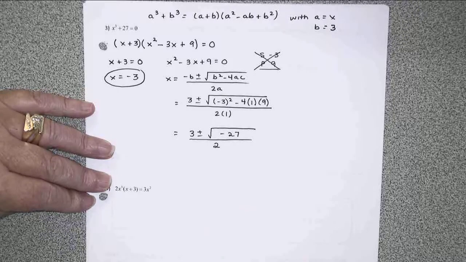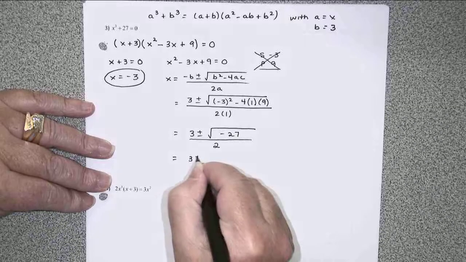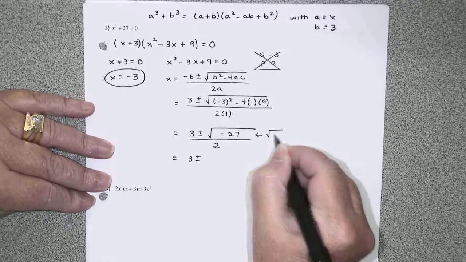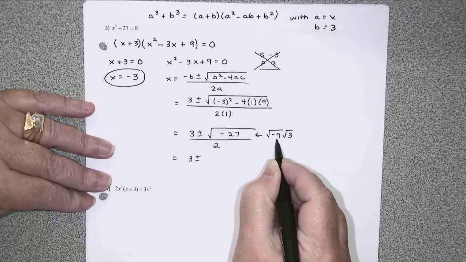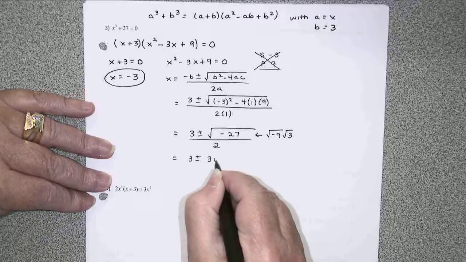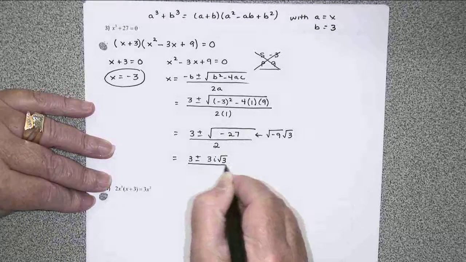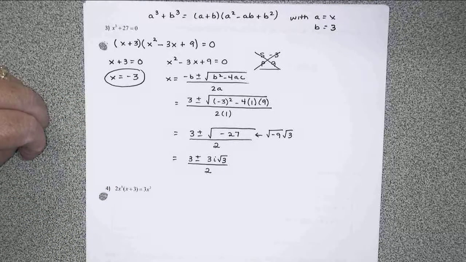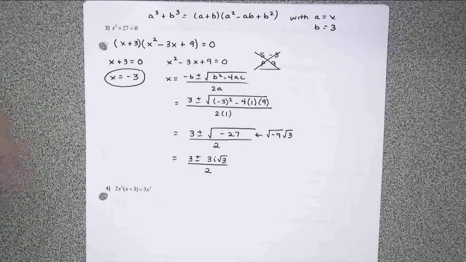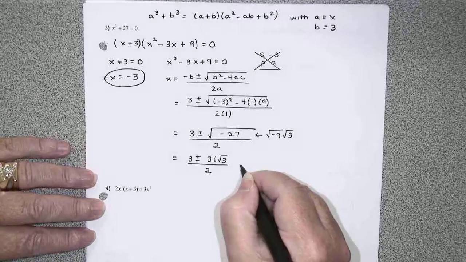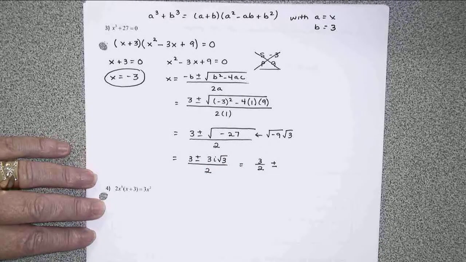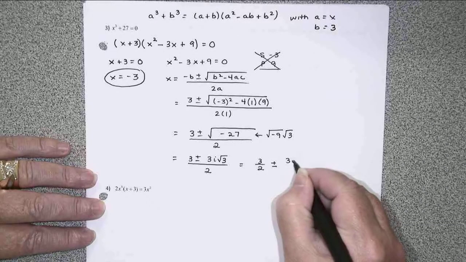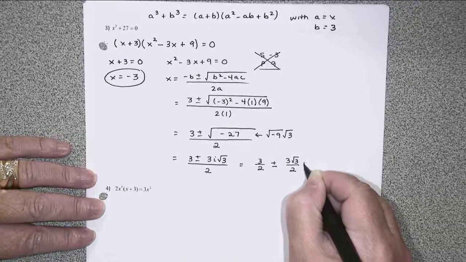So it looks like we're going to have some imaginary answers here again. Let's see, if I think of that as the square root of negative 9 times the square root of 3, this would be 3i times the square root of 3, all over 2. Typically when we have imaginary numbers as answers, we write them in that special form: the real part, which is 3/2, plus or minus the imaginary part, 3 square root 3 over 2, times i.